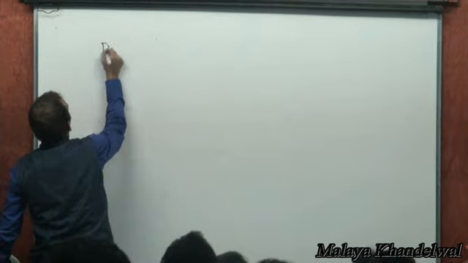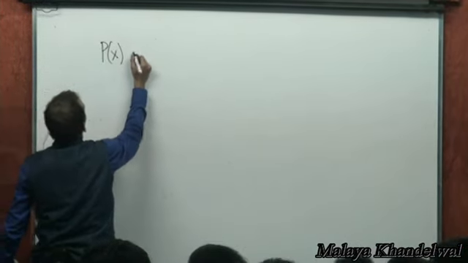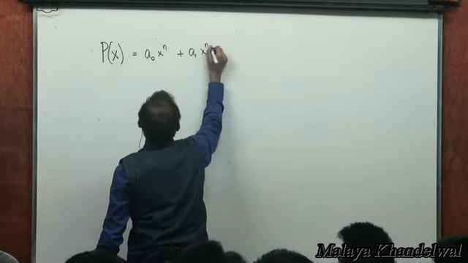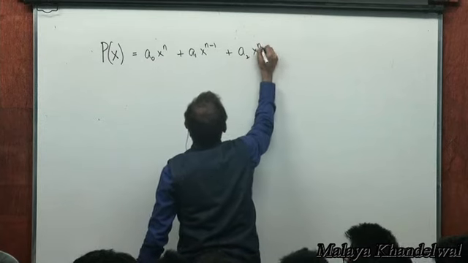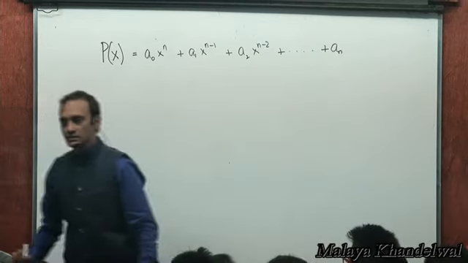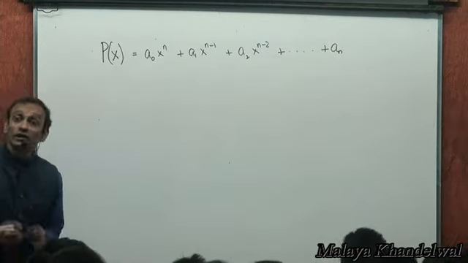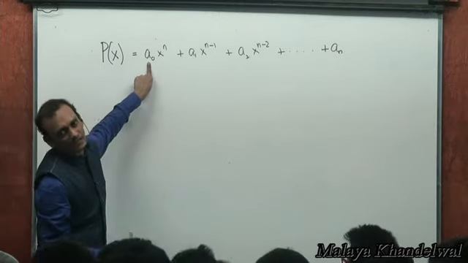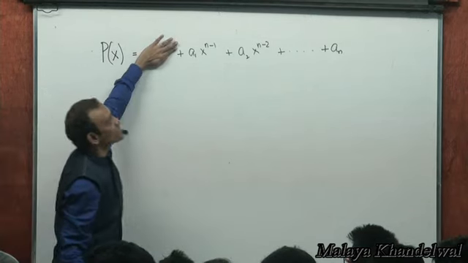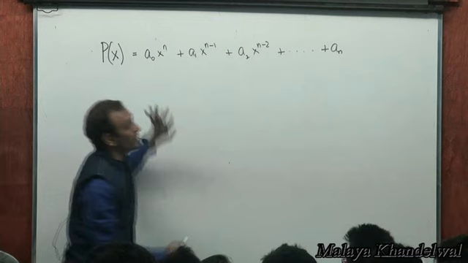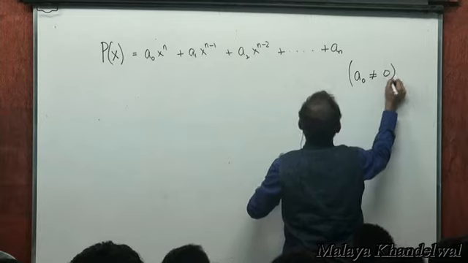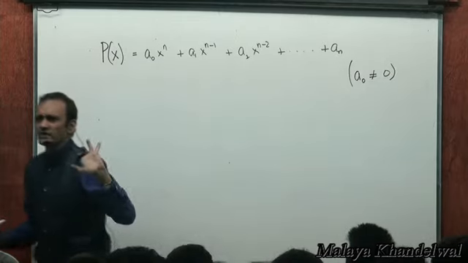A polynomial of degree n in x is like a0 x power n plus a1 x power n minus 1 plus a2 x power n minus 2 plus an. That's a polynomial of degree n in x. Now the important thing about this is that a0 should not be 0, because other coefficients could be 0, but a0 should be non-zero, because if a0 turns out to be 0, it will become a polynomial of degree n minus 1 in x. Other coefficients may or may not be 0, that's all right.